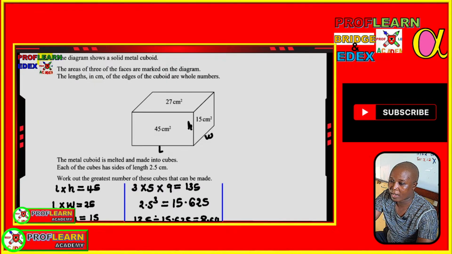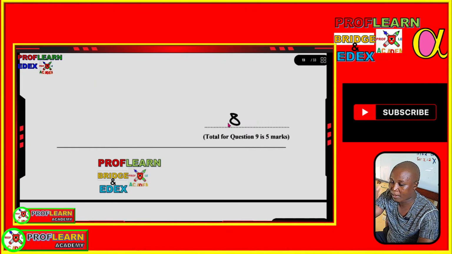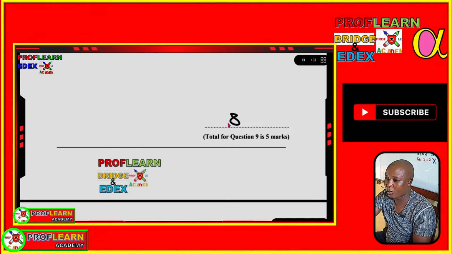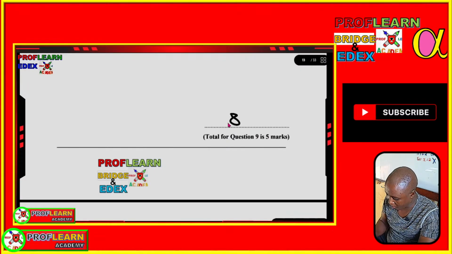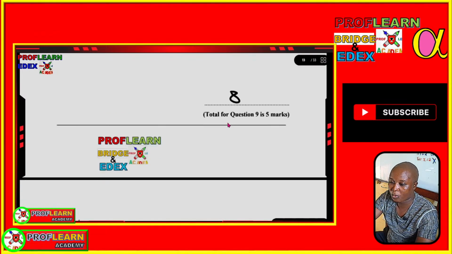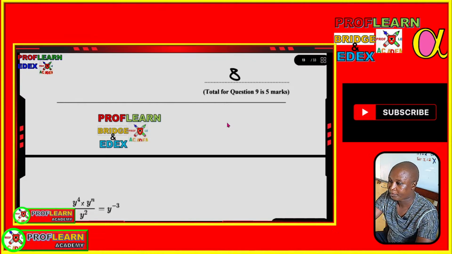We can now use 135 divided by the volume that we got there, 15.625. If we divide 135 by 15.625, we are going to get our answer equal to 8. So 8 full cubes will be formed.